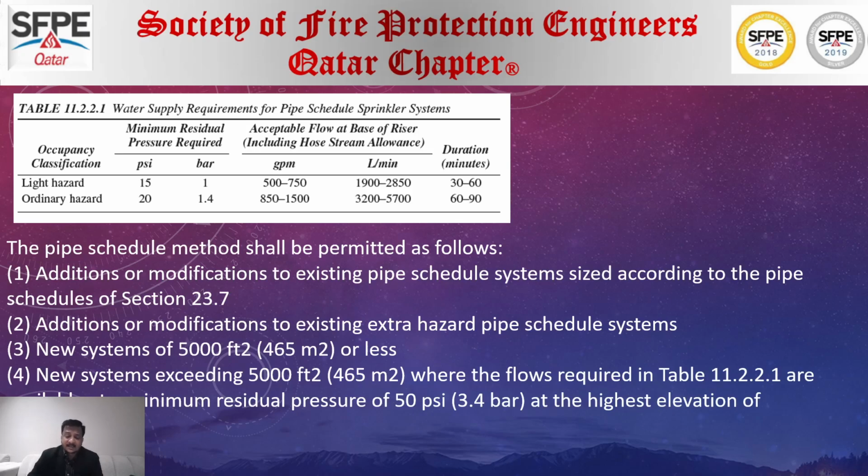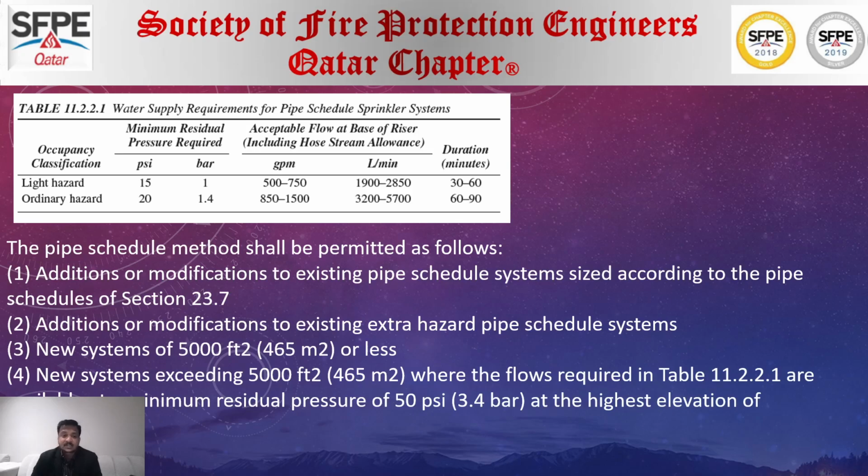So regardless of the building size or regardless of the number of floors you have in the building, you need to have the minimum flow rate mentioned here, which is 500 GPM for light hazard. You cannot reduce less than this. Also, the minimum residual pressure required for the sprinkler in pipe schedule method is 15 psi, whereas we have seen in the previous slides, the minimum pressure mentioned is 0.7 bar. Sorry, not 0.7, 0.5 bar, which is 7 psi, which is applicable only for hydraulically calculated system. If you are using pipe schedule methodology, you have to use 15 psi as a minimum.